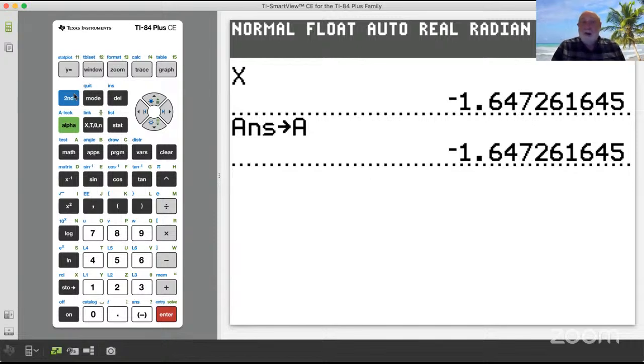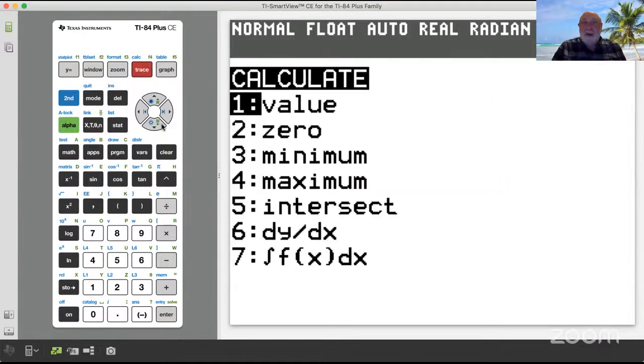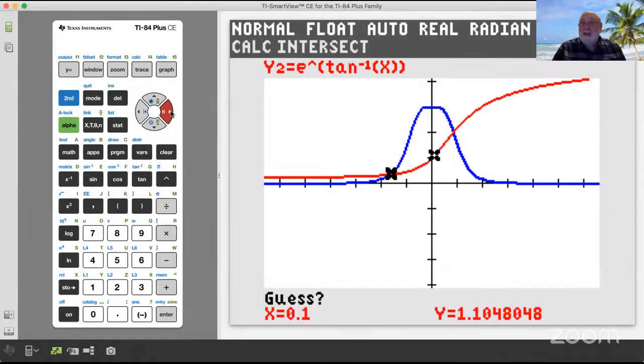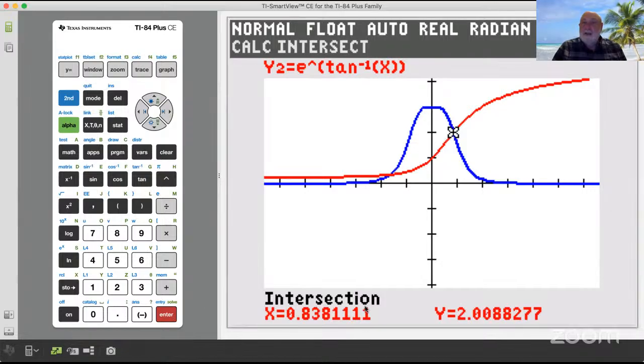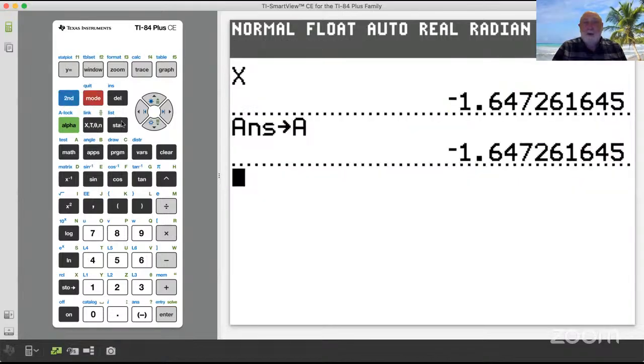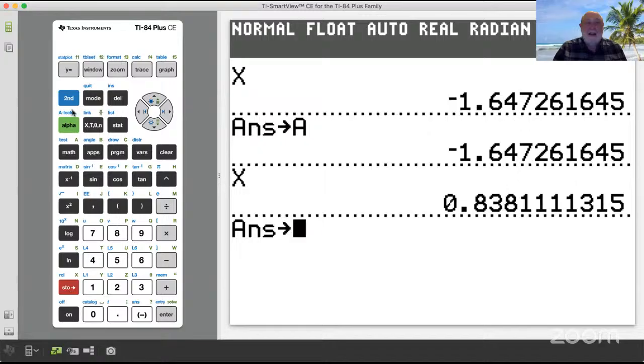Okay, so we're just going to repeat that now, go back to the graph and calculate that other intersection point. There we go, intersect. First curve, still the blue one. Second curve, still the red one. And now let me go over near that second intersection point. Okay, there it is to quite a bit of accuracy. And then when I quit, if I pull up X, there it is. And now we just want to go ahead and store that in B.